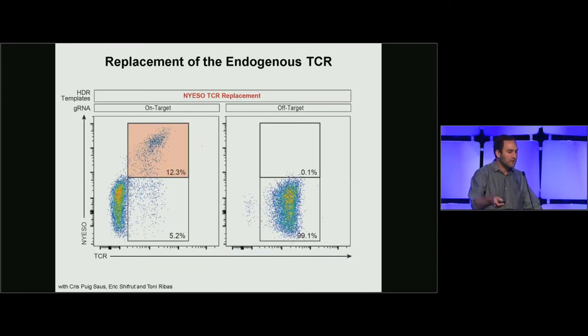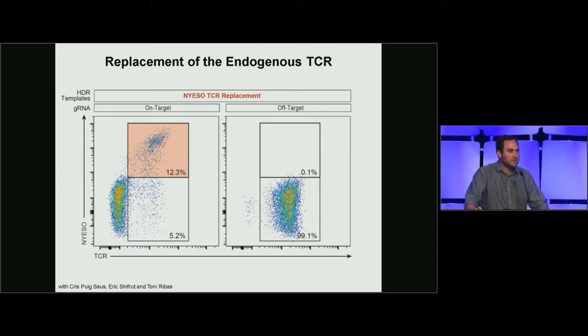So this is the theory. This is the result that we had in practice. So you can see that we're actually able to define a specific sequence. Here we're knocking in the NY-ESO specific TCR, which recognizes a cancer antigen. On the vertical axis, what I'm showing you is dextramer staining for the specificity of the NY-ESO antigen. So over 12% of the cells in the experimental condition now are defined as specific for the NY-ESO antigen.